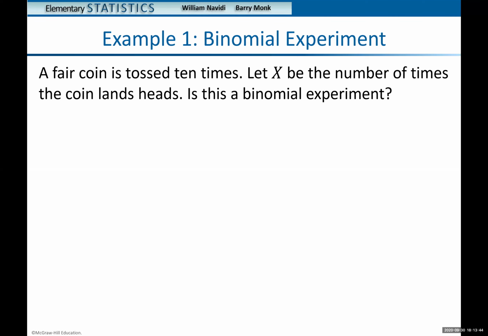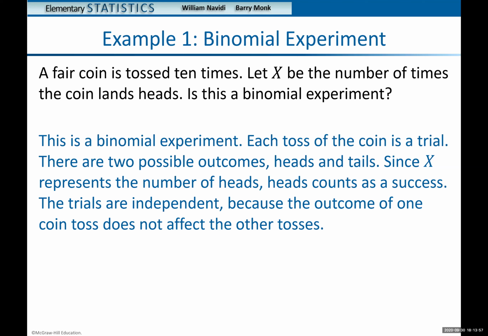And the number of trials, N and P, N is equal to 10, and the probability of getting heads is equal to 1/2. So that's why this is a binomial experiment. So the trials are independent. When you toss the coin 10 times, all the trials are independent because the outcome does not affect the other tosses.